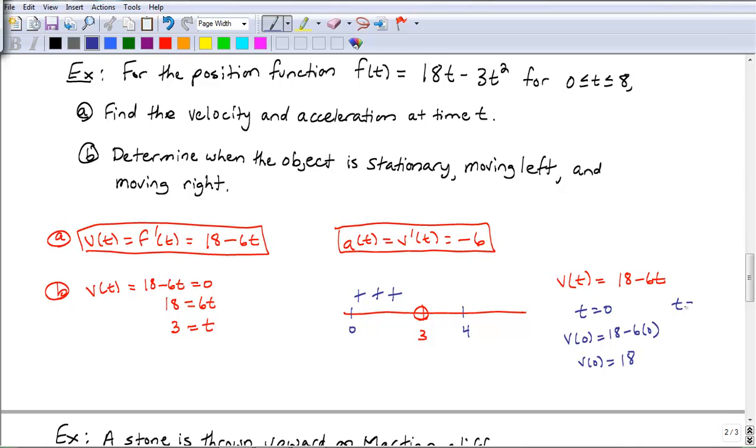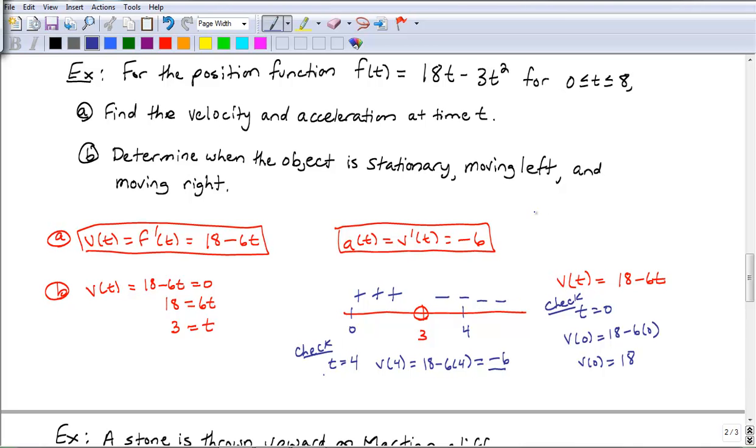Then I take t equals 4 and plug it into the velocity. 18 minus 6 times 4. Let me write this somewhere where we can more clearly see it. I also have t equals 4. The velocity at 4 is 18 minus 6 times 4, which is 18 minus 24, which is negative 6. These blue points are where I check to see which way the velocity is moving. I notice at 4 the velocity is negative.